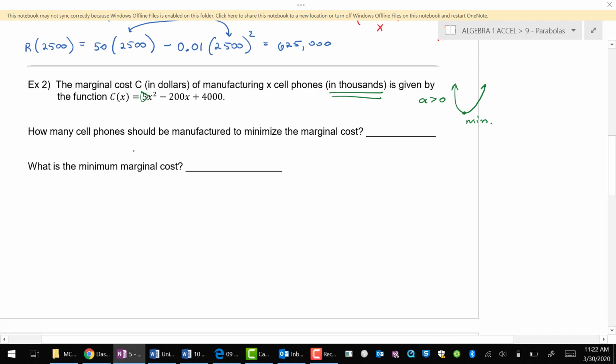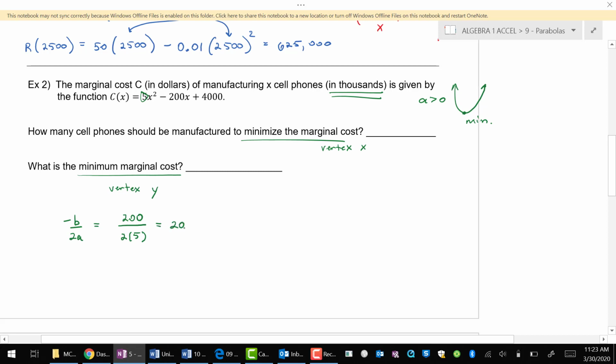How many cell phones should be manufactured to minimize the cost? That's asking you to find the vertex x. What is that minimum marginal cost? That's the vertex y-coordinate. If we find the vertex, we've basically answered both of those questions. Let's use the formula. Opposite of b divided by 2 times a would be positive 200 divided by 2 times 5. 200 divided by 10 is 20.